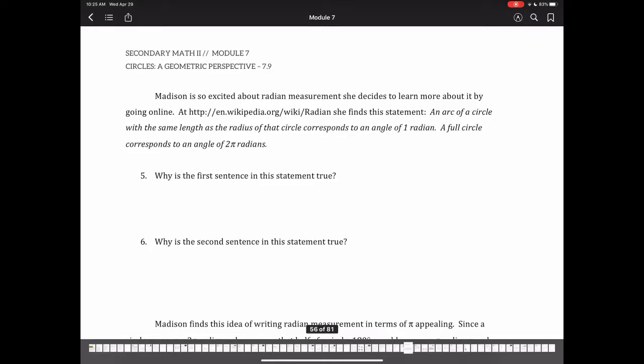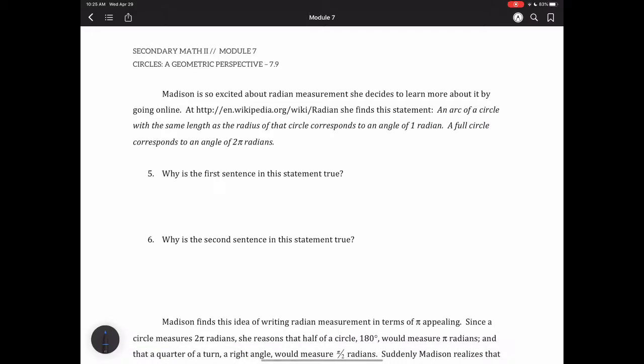Well, remember that we are looking at angle measures now in terms of their arc length relative to the radius, right? So it's the arc length divided by the radius. Well, if the arc length is equal to r, and we're thinking about them as the arc length divided by the radius, when we do that, we will get 1. Okay, so there you have it. That is why that first statement is true.